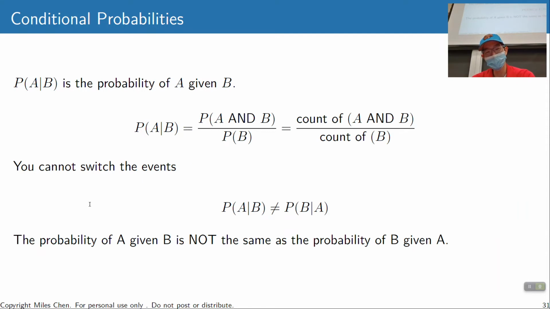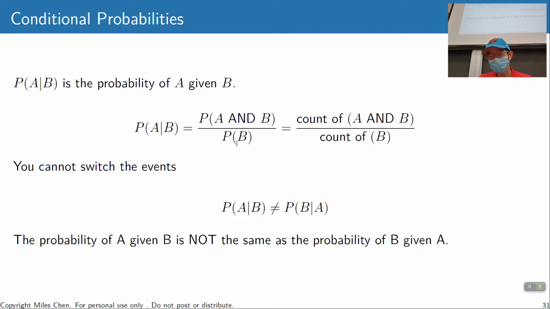Okay, who knows, right? So how do we calculate a conditional probability? The probability of A given B can be found by finding the probability of A and B, and we divide that by the probability of B. Okay, probability of A and B, and we divide that by the probability of B. And we can do this by finding the count.